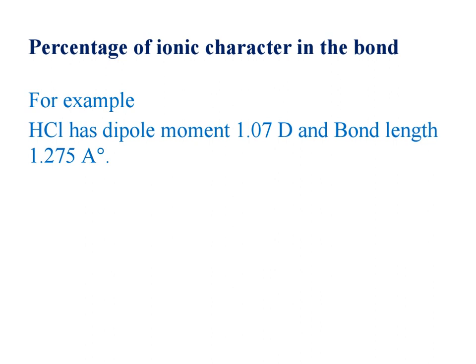And we know that any bond is neither 100% ionic nor 100% covalent. So every bond has some percentage of ionic character and some percentage of covalent character. Which is predominant, based on that we call it an ionic bond or a covalent bond. Let's take an example of how we can calculate ionic character by taking dipole moment data.